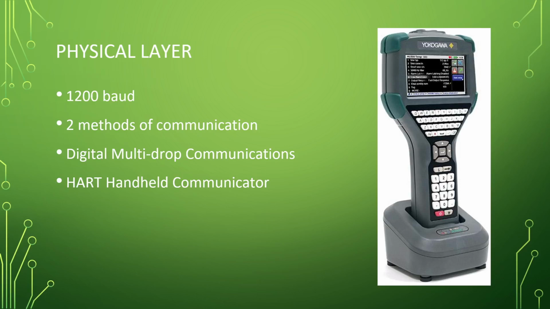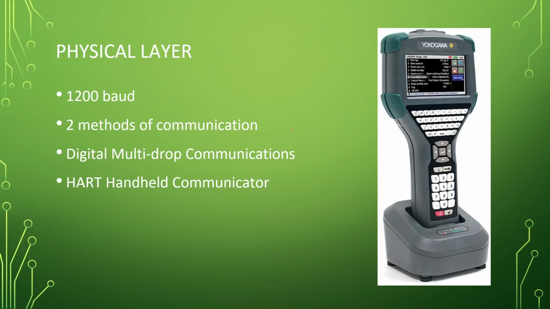Going on here, we have a physical layer. So this is 1200 baud. That's our communication speed. So that is good. We have two different methods of communication. We have the analog, again, 4-20 milliamp, and then we have our digital FSK, the frequency shift keying. All right. So there's that.